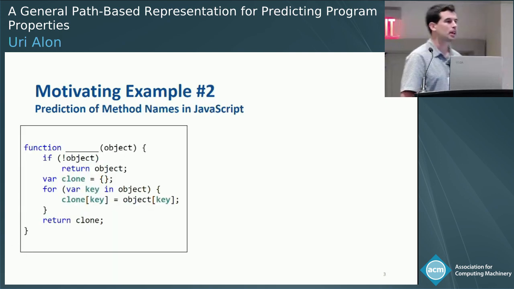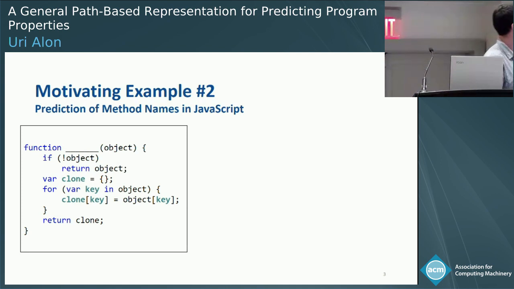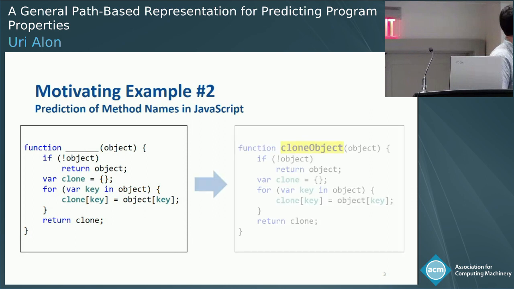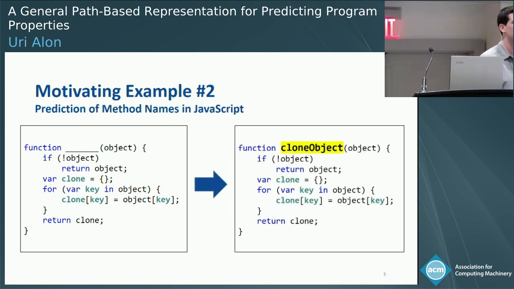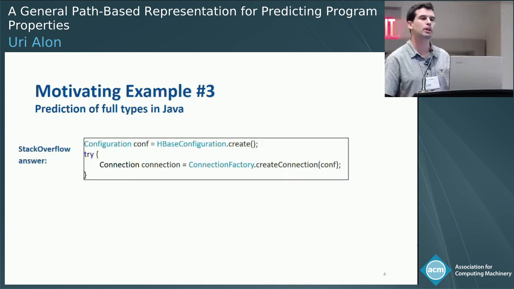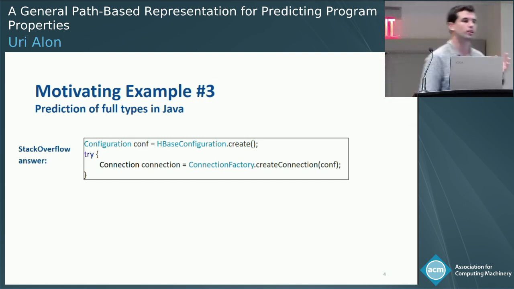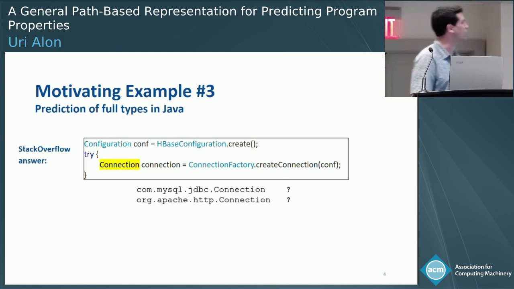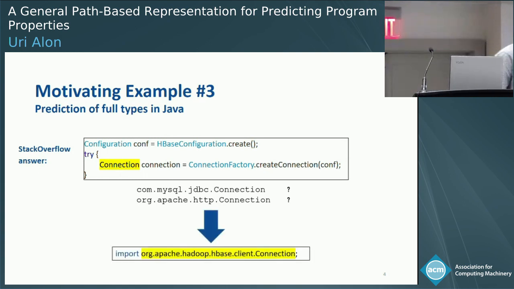As another example, imagine that you're writing this JavaScript function, but you're not sure how to name it, and you would like to predict a meaningful name, such as clone object, that will help your users find it and use it correctly. As a final example, imagine that you're copying a snippet of Java from Stack Overflow, but when you paste it in your project, you're not sure what the full type of this connection class that you need to import is. As a human, you might guess that it's either a MySQL JDBC connection or an Apache HTTP connection, where in fact, it's an HBase client connection.